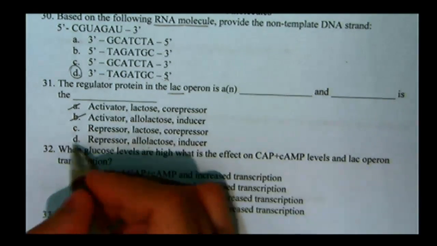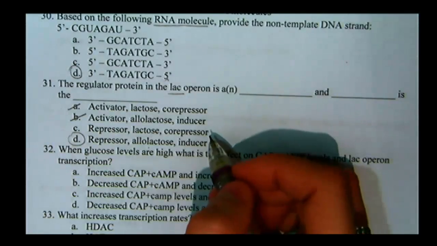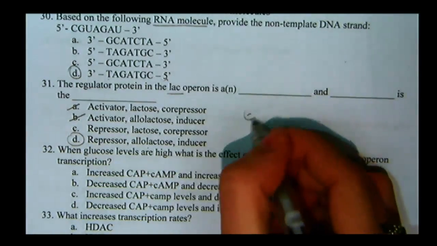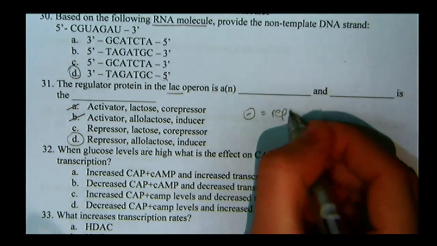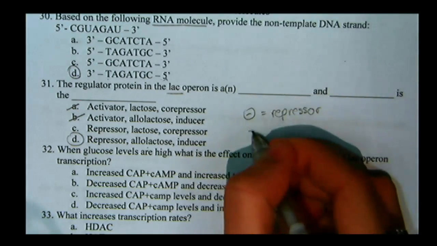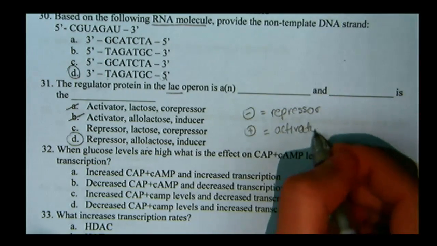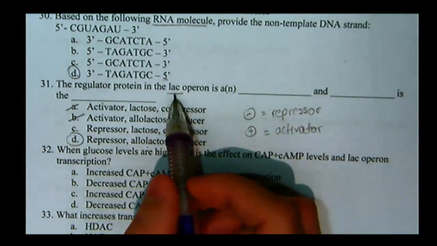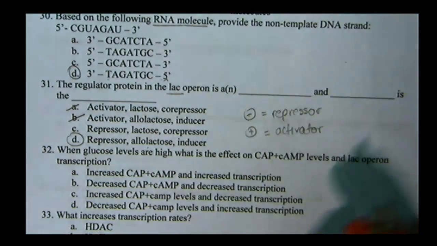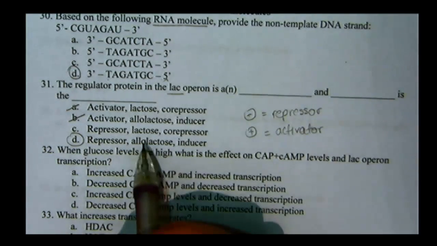So remember, the lac operon is a negative inducible operon. That negative always corresponds to a repressor. A positive operon is going to correspond to an activator. So remembering lac operon is negative inducible, you're going to have negative being the repressor, and allolactose acts as the inducer to turn on this operon.